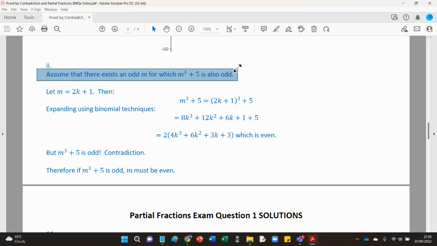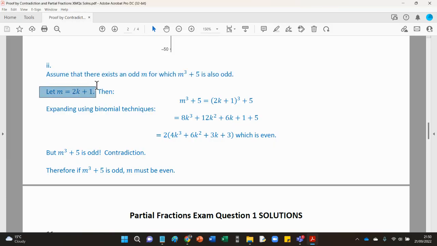Assume there exists an odd m for which m cubed plus 5 is also odd. So we still need m cubed plus 5 to be odd, but we're claiming there's an odd value of m that makes that true. And if there is, well, we get into the proof by setting m to be equal to 2k plus 1, a generic odd number. And then all we have to do is expand this using a bit of binomial. So it's a bit messy. Some people might do a bit of working out down the right-hand side of the page to make sure they expand this out carefully and properly, and then write the neater, simplified version in the middle.